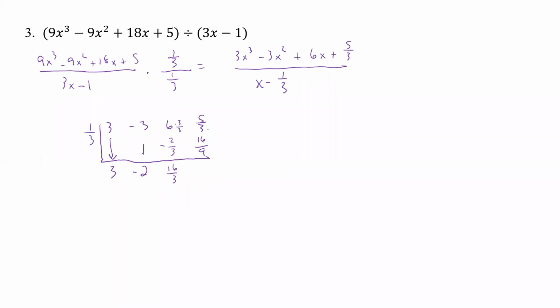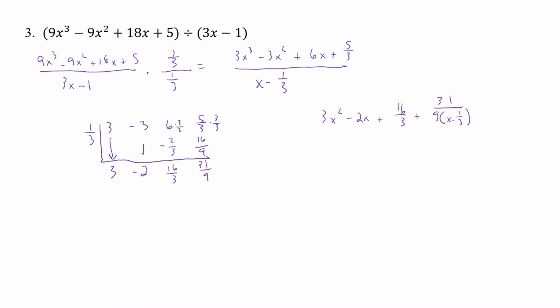Now again, we're going to have to add those together, so we have to get a common denominator, so multiply that by 3 over 3. So now we have 15 over 9 plus 16 over 9, so that's going to be 31 over 9. All right, so now we started with x cubed, so now we know this is going to be x squared, so it's going to give us 3x squared minus 2x plus 16/3 plus 31 over 9, and then we have our thing is x minus 1/3. Okay, so that would be one solution.